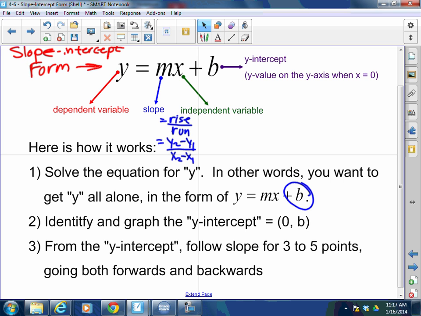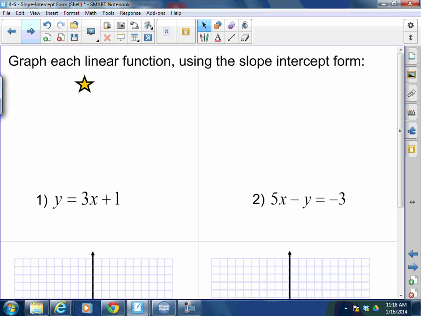So you solve for y, put it into y equals mx plus b form. Number 2, identify and graph the y-intercept. Number 3, from the y-intercept, follow the slope 3 to 5 points going both forwards and backwards. Now, let's put this into practice.